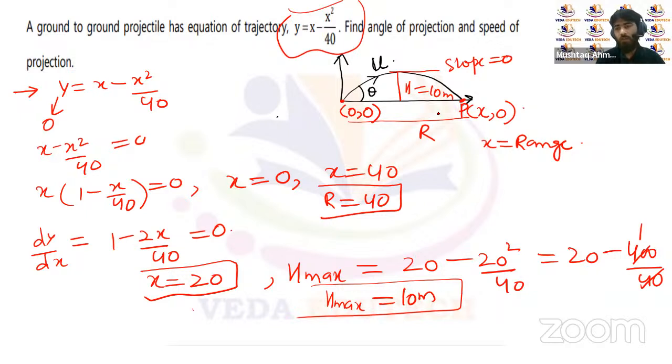You can use the concept of maximum height. It means taking the derivative equal to 0, then calculating the value of x at which the derivative is equal to 0, and then substituting the value of x in the original equation of trajectory to calculate the maximum height. Similarly, you can also calculate the angle of projection at the origin. You just take the derivative and substitute the coordinates of the origin. At that point, you will get the angle at which it has been projected.